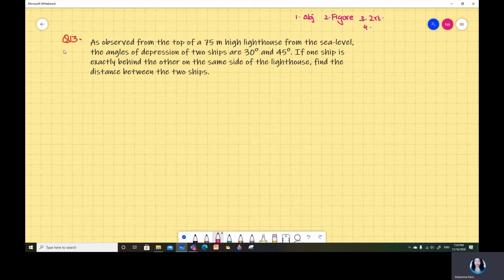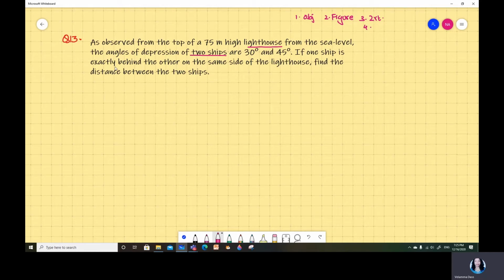Let's start solving question number 13. It's really very important. As observed from the top of a 75-meter high lighthouse, from the sea level, the angle of depression of two ships are 30 and 45. If one ship is exactly behind the other on the same side of the lighthouse, find the distance between the two ships. After reading, we have observed that there are two objects. One is a lighthouse and there are two ships.